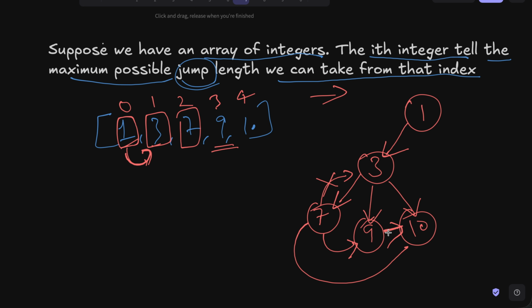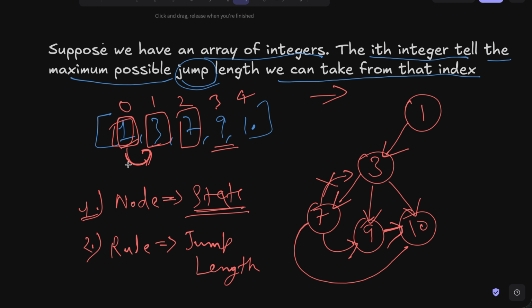This is basically an example of creating a directed graph using a simple array and a rule. So the node here can be considered as a state. You are going from one state to another, and the rule here is jump length. So jump length is actually the rule that allows us to go from one state to another. And note that even though this rule is allowing us to go from 1 to 3, it is also restricting us from going from 3 to 1. We are not supposed to go from 3 to 1.